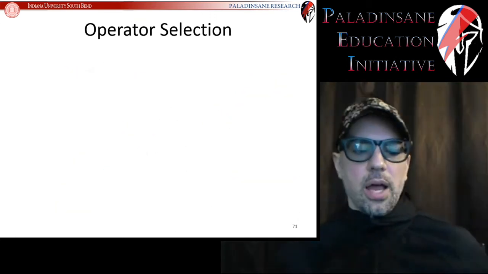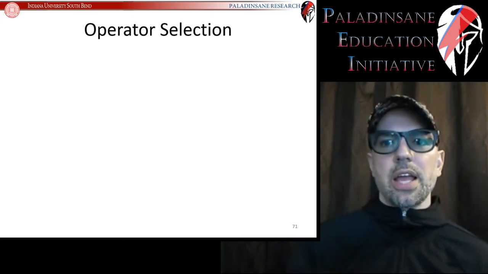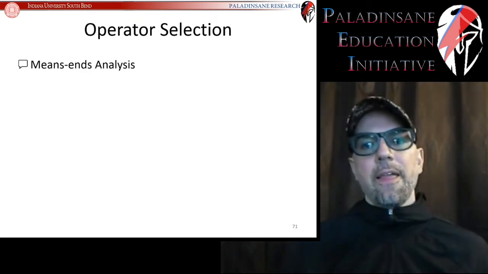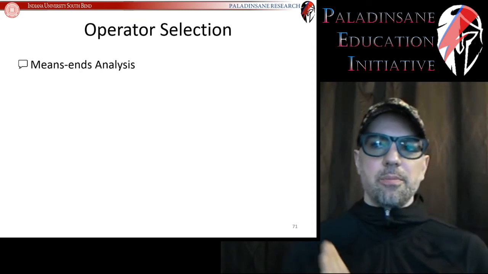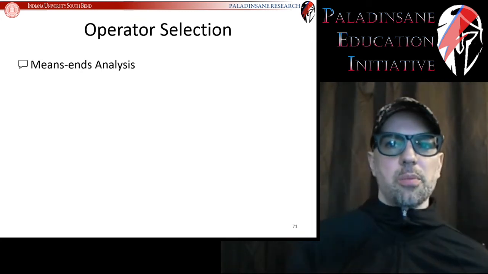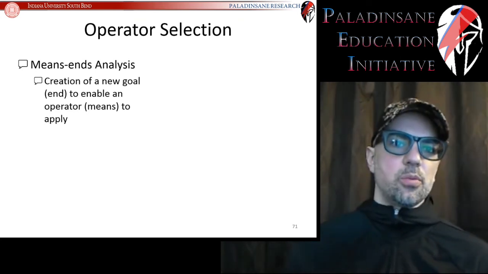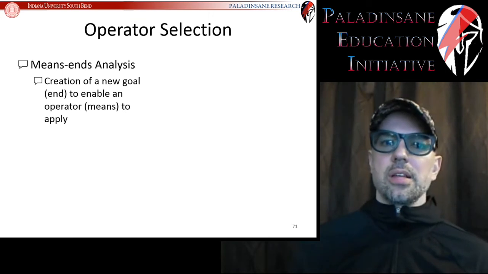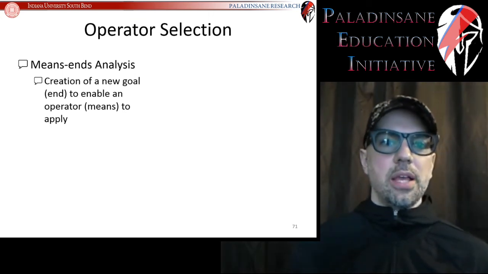All right, so let's continue our look at operator selection. The last thing we're going to take a look at in terms of operators is known as means-ends analysis. And this is a way that we solve problems, and it's a way of basically breaking down a problem into smaller problems. So this is when, in a problem space, we create a new goal that is a new end, and that enables us to apply a new operator that is a new means.